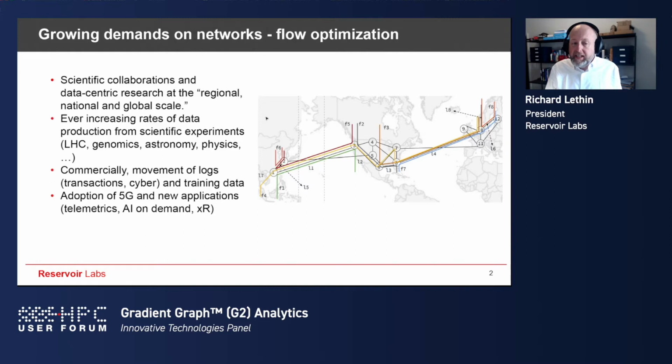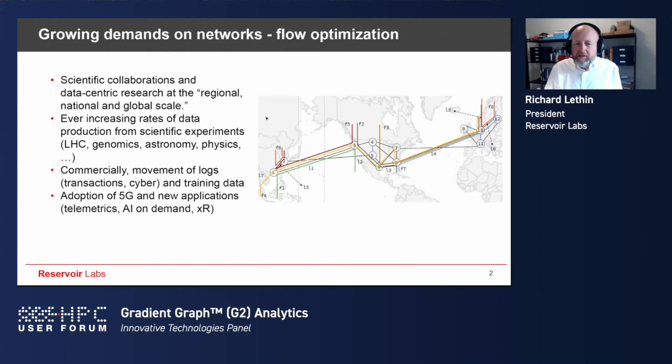For research and education networks, there are scientific collaborations, streaming sorts of computing, the kinds of distributed and federated applications happening at the regional, national, global scale. And data is getting produced by scientific experiments at incredible rates. And this has to get moved around storage and processing and other collaborations. That's coming from the LHC, genomics, astronomy, physics.